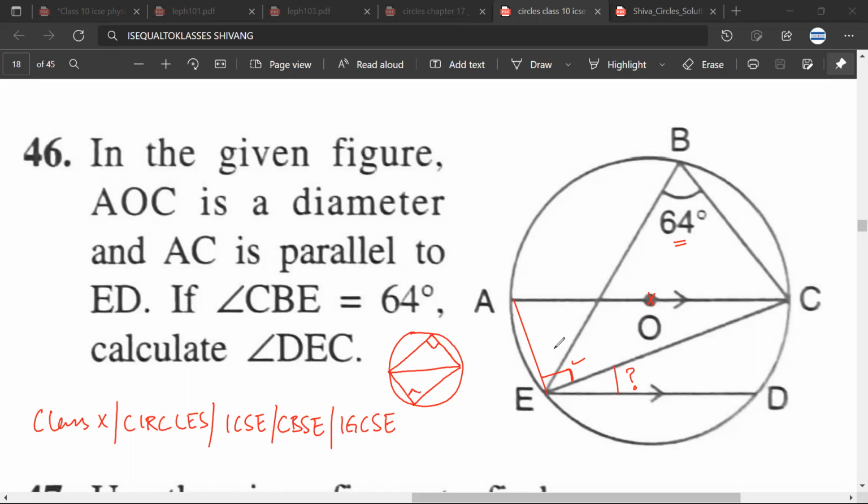So angle EAC will be 64 degree. This angle will be 64 degree. Why? Because EC is the same chord and it is the same base for triangle AEC and ABC. So what you are saying is that if we take this as a chord, then this would be 64 degree and this would be 64 degree. Am I correct?